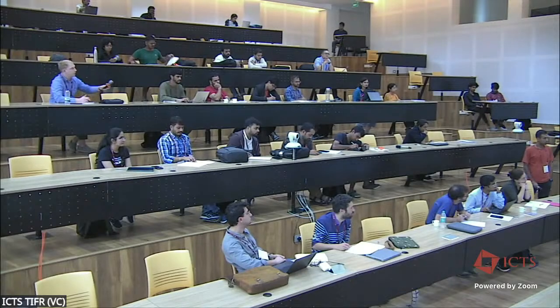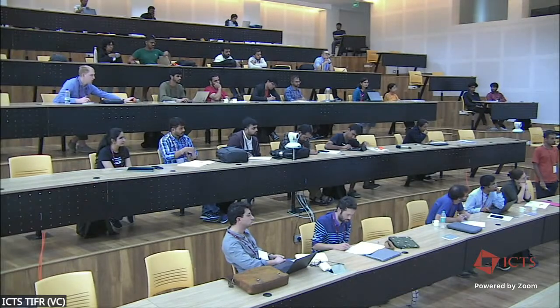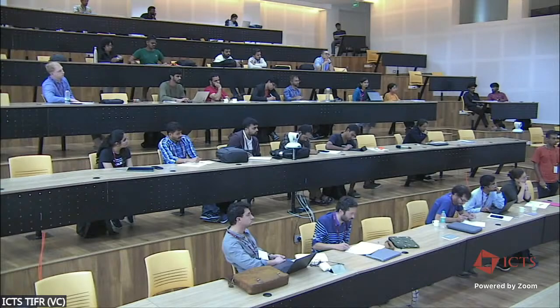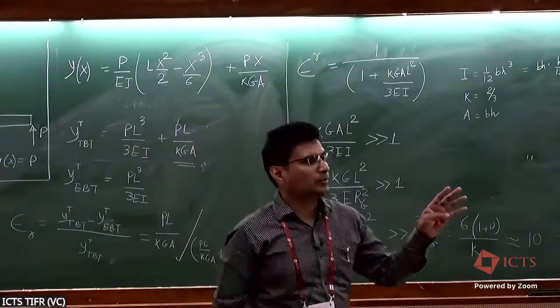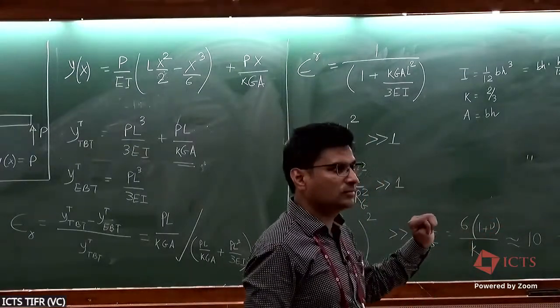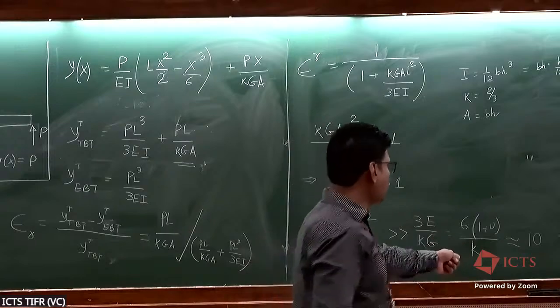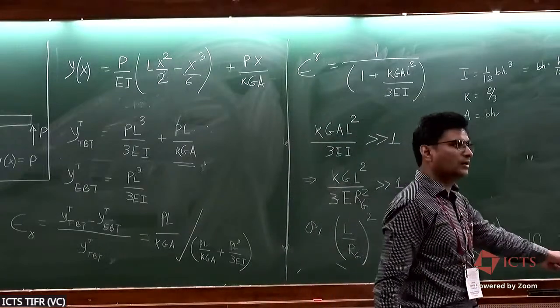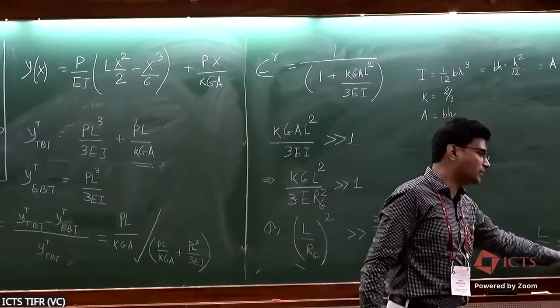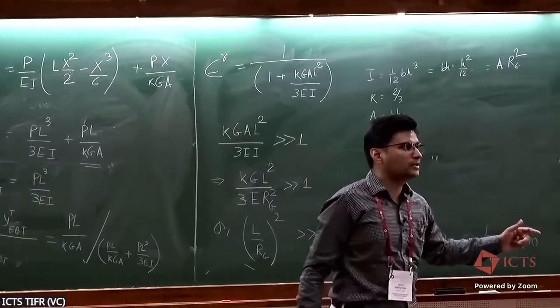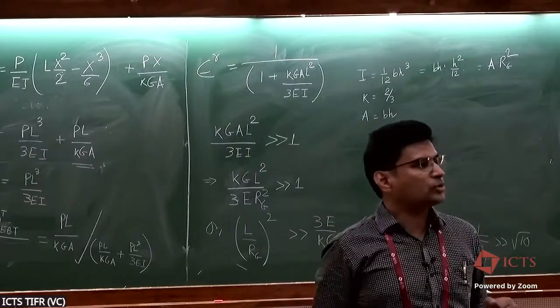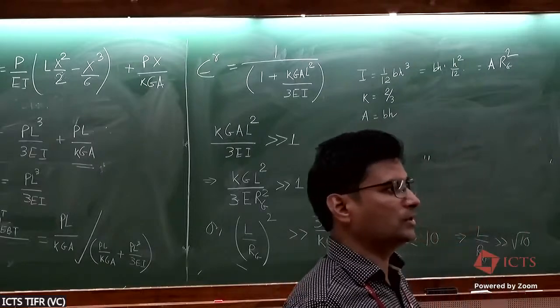Well, much, much large means how much large? If L by RG is 100, or let's say even 25, you can use Euler-Bernoulli beam theory. But if it is of the order of 10, then it will give you some error. L by RG, this is 3. 3 and 10 are close to each other. If it is 10, the Timoshenko beam theory will give you a better result.